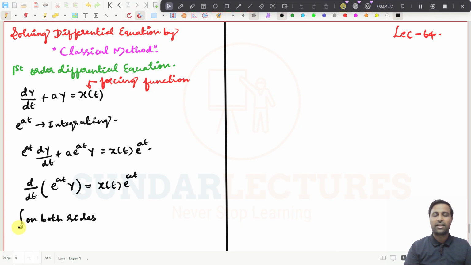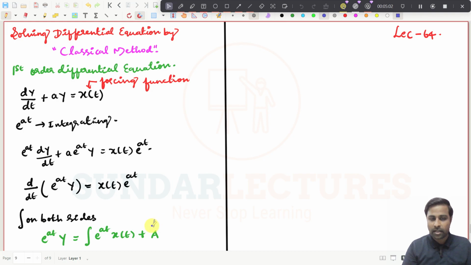I have to get an integrating constant. If you bring this dt to the other side and integrate, you will get e^(at) y is equal to the integration of e^(at) x(t) dt plus this constant. This constant is coming because this is the integrating constant.